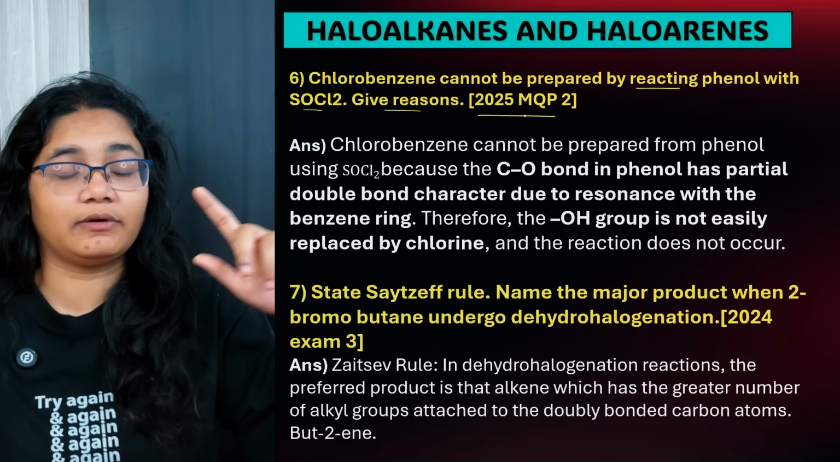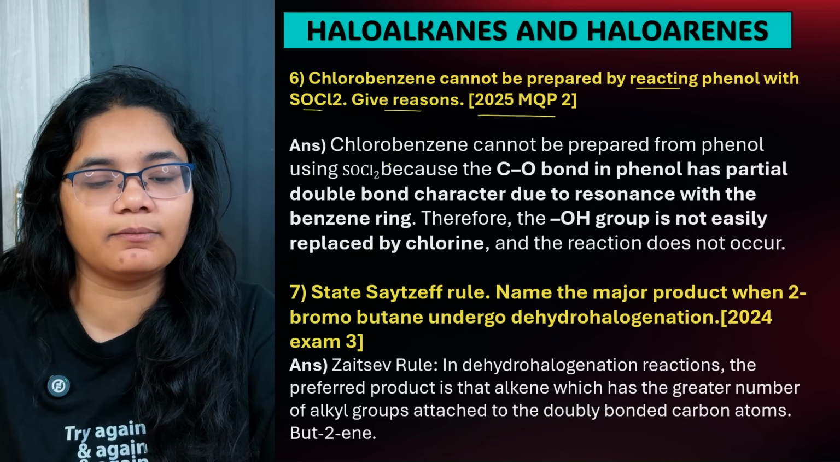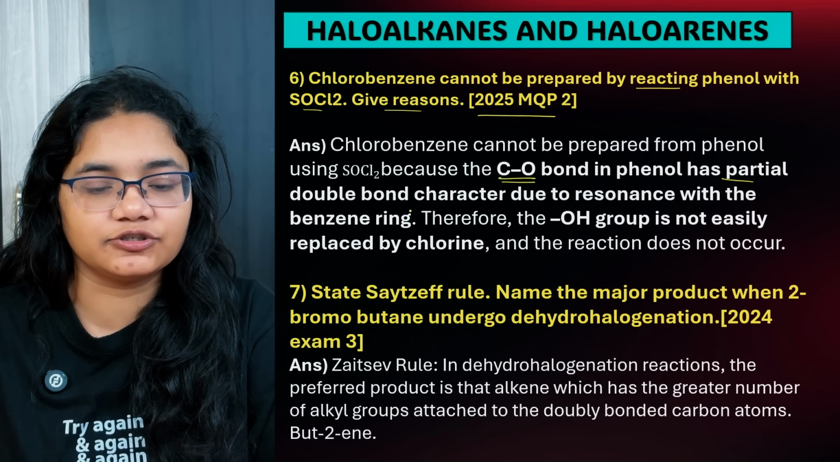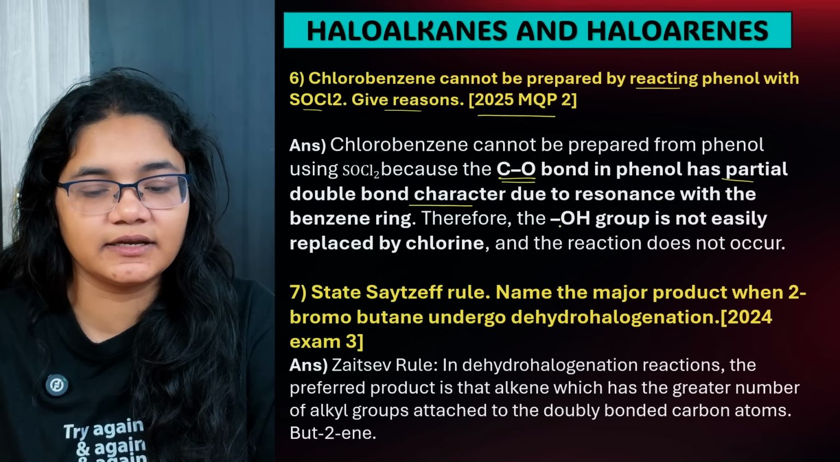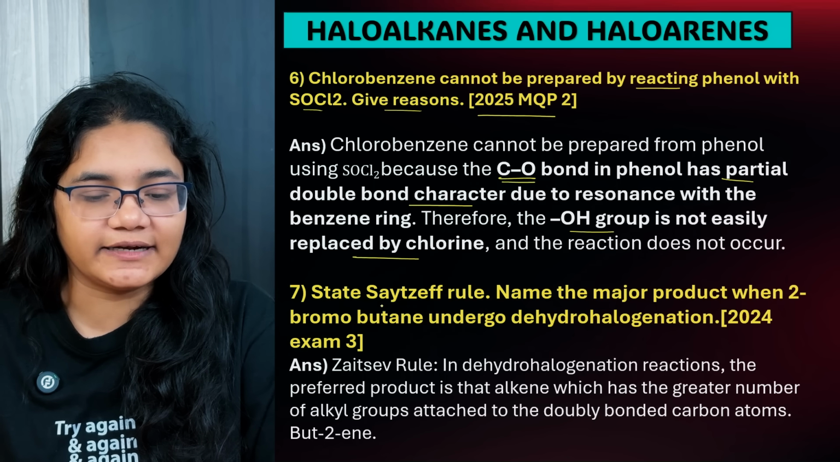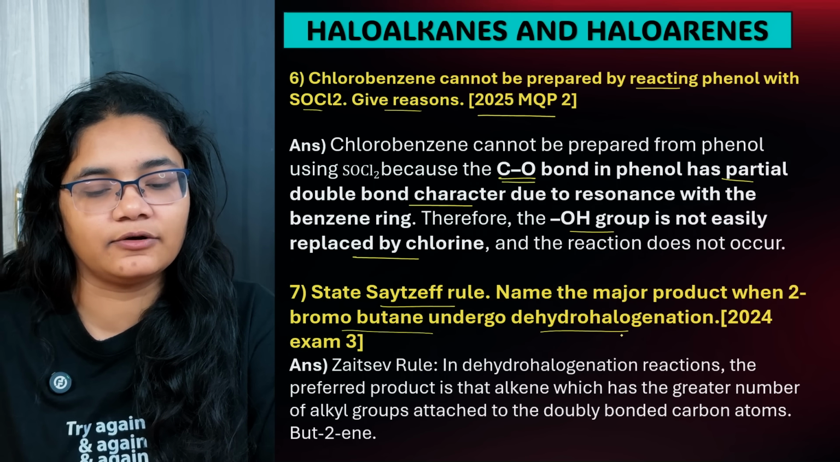So this was there in the 2025 second model question paper. Chlorobenzene cannot be prepared from phenol by using SOCl2 because the C-O bond in phenols has a partial double bond character. That's the first reason, and therefore the OH group is not easily replaced by chlorine. Next, state Saytzeff rule and name the major product formed when 2-bromobutane undergoes dehydrohalogenation.